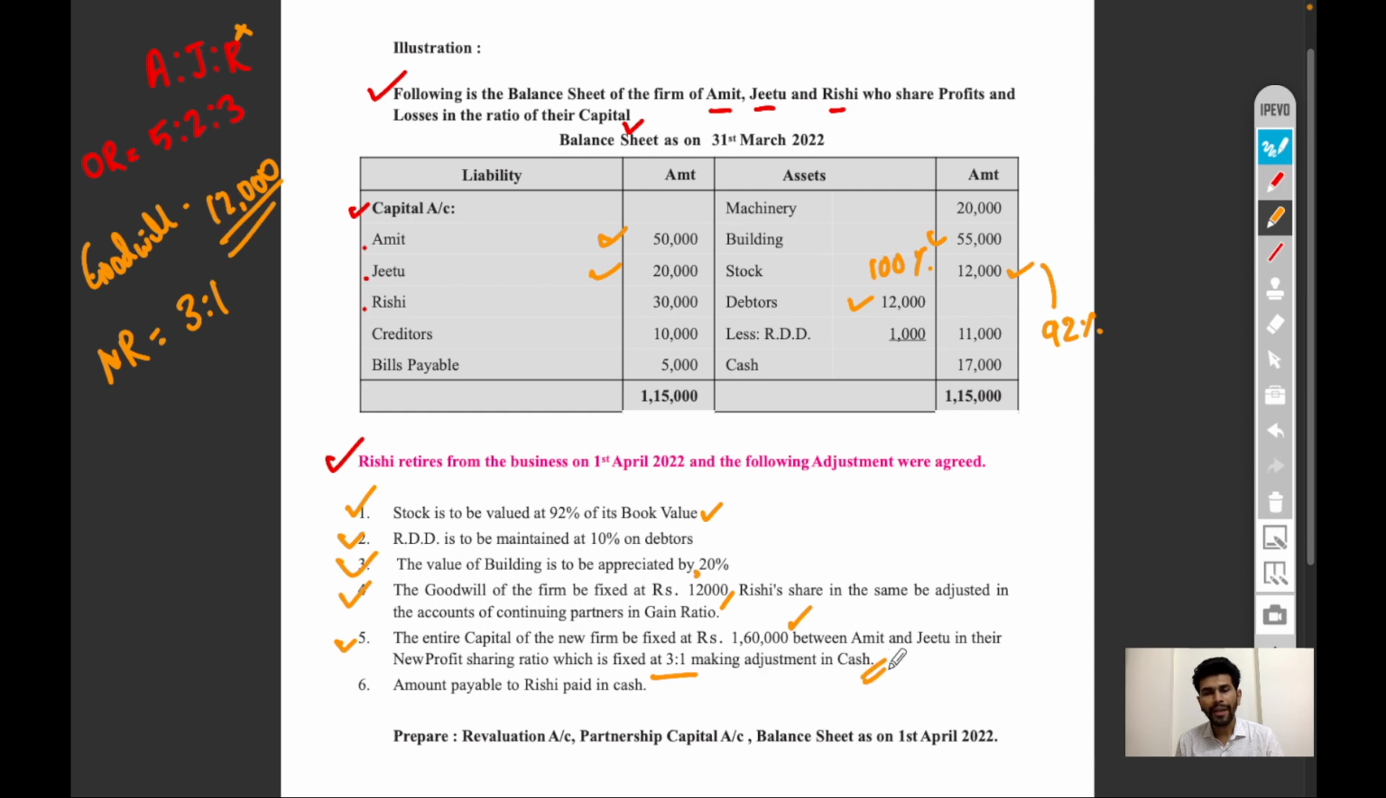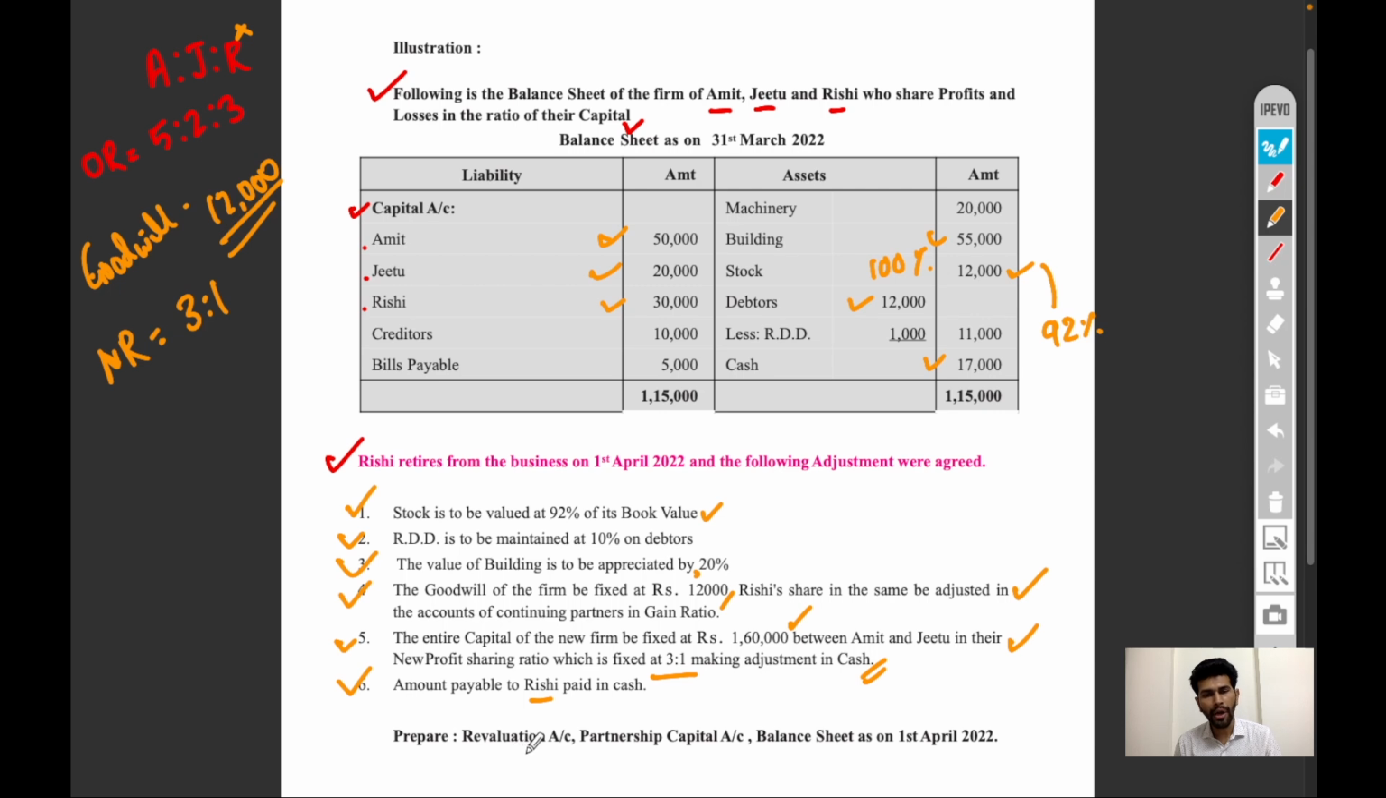Making adjustment in cash. So Amit and Jitu will bring additional capital in the form of cash, and the amount of cash will be increased. Sixth point, the amount payable to Rishi is paid in cash. The remaining balance, that is capital plus profit or loss up to date of retirement, will be paid in cash to Mr. Rishi. So important adjustments will be goodwill and capital.